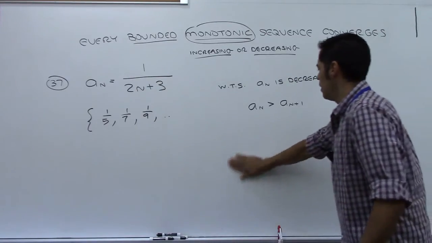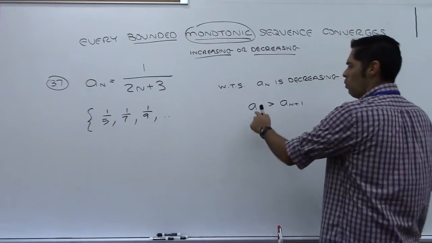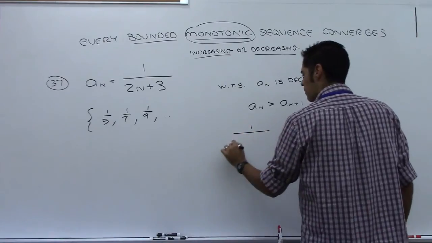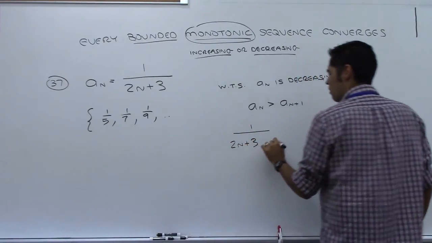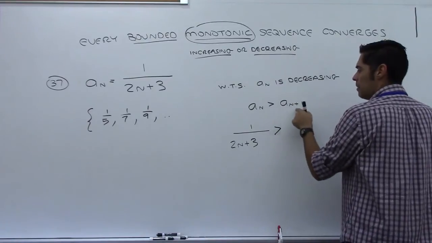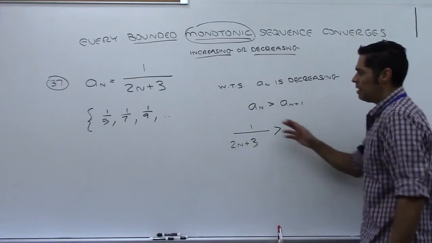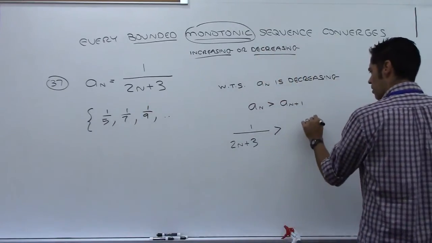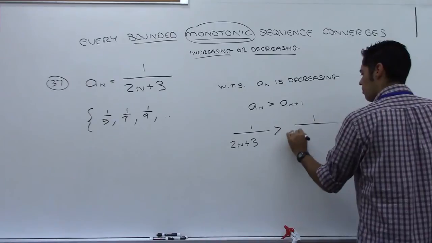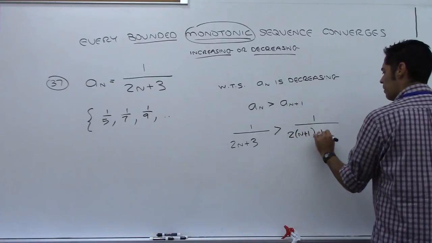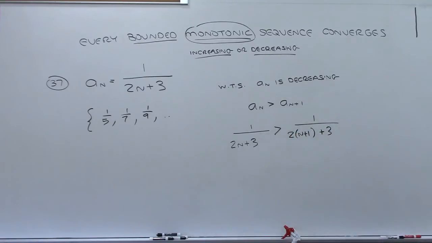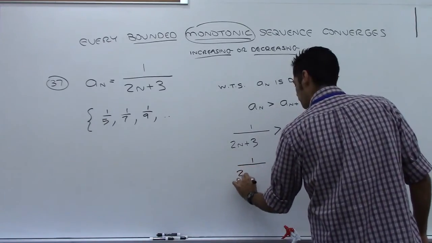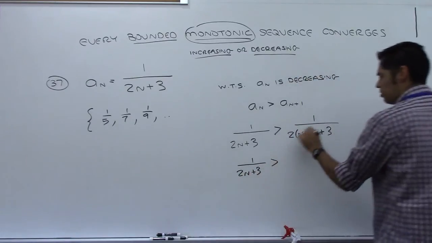So what I'm going to do is I'm going to first show, what is a sub n? Well, a sub n is just that expression, 1 over 2n plus 3. I want to show that that's bigger than a sub n plus 1. So that's this same sequence right here, but replacing that n with n plus 1. So I would get 1 over 2, replace the n with n plus 1, then plus 3. Now let me try and convince you that this is always true. So what I'll do is I'll distribute the 2 through here.